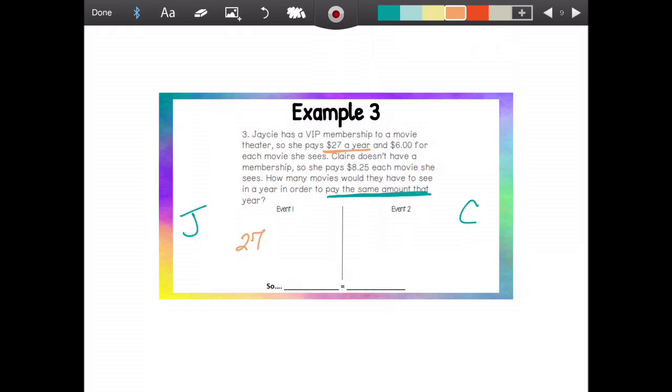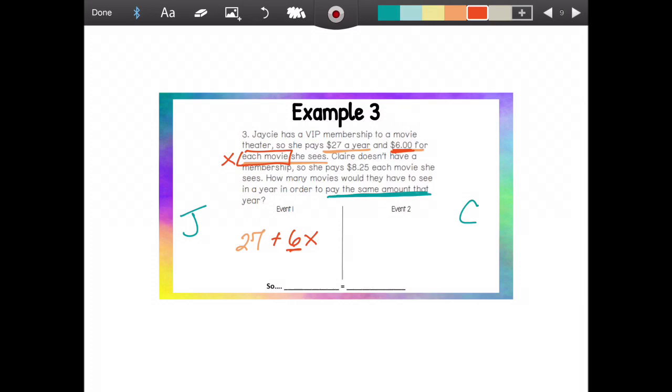And then it says she pays $6 for each movie she sees. So it doesn't tell us how many movies she's watched. Okay, so that's our variable. So each movie, that's x, is $6, which is our coefficient. And again, she's already paid it, and if she's going to watch these movies, it's adding up every single time. So we're going to use addition, and 6x. 6 is representing that $6. I just dropped the zeros because they were after the 6.